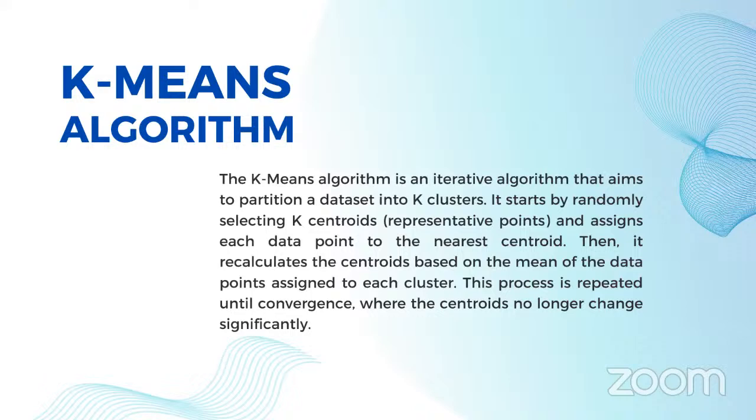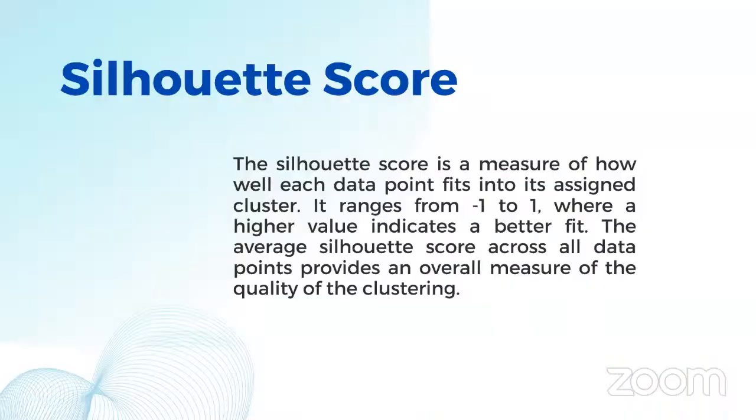Before moving towards the programming, first we will know about the silhouette score. Silhouette score is the measure of how well each data point fits into its assigned cluster. It ranges from -1 to 1, where a higher value indicates a better fit. The average silhouette score across all the data points provides a measure of the quality of the clustering. Silhouette analysis can be used to study the separation distance between the resulting clusters.